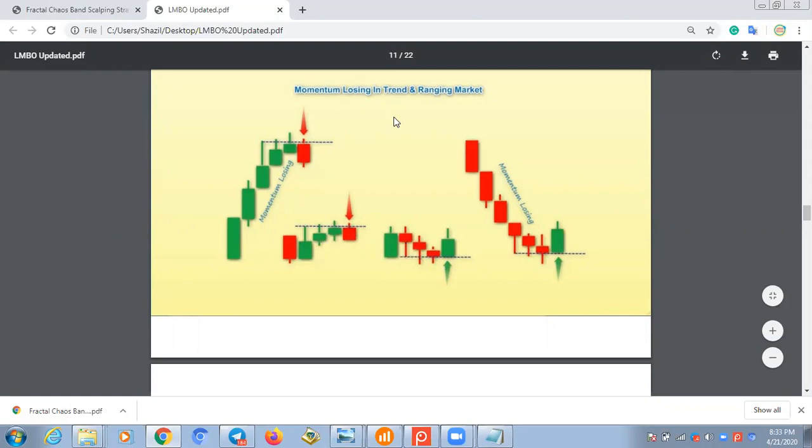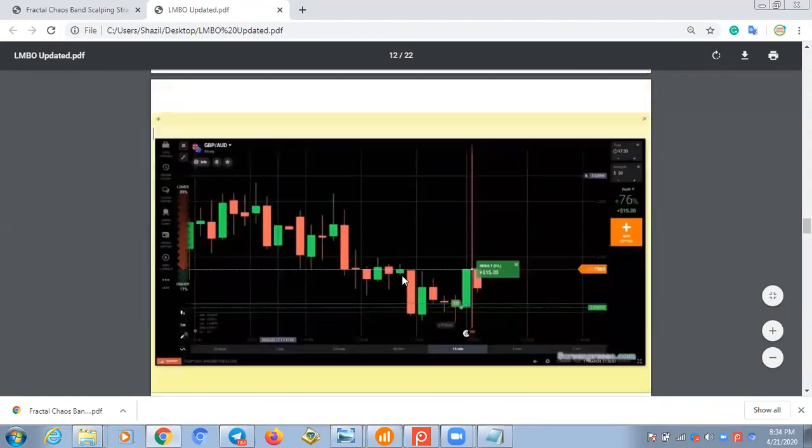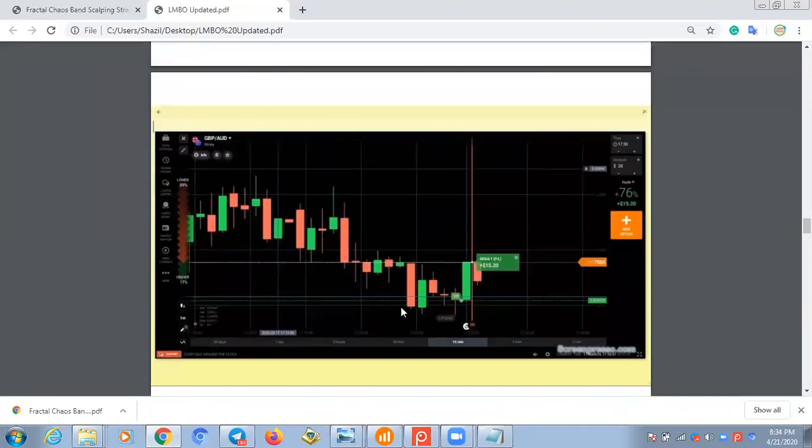Okay, so this is momentum losing in trend and ranging market. Sometimes we find these types of candles in the ranging market, or sometimes this is the sign of a continuation trade, a sign of trend, and we will get these setups in the ranging market. So in the next slide, there are examples of the setups, and what I trade on this type of candles.